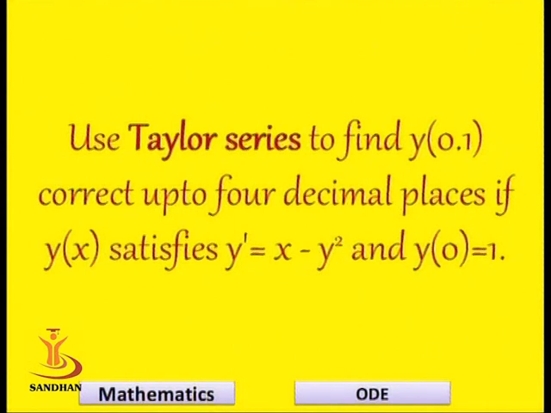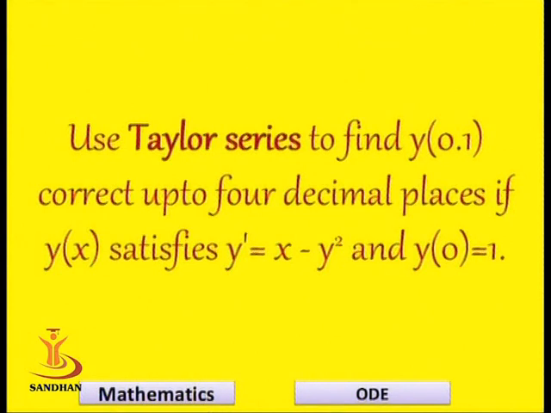The example is thus: use Taylor series to find y of 0.1 correct up to 4 decimal places if y of x satisfies y dash is equal to x minus y square and y of 0 is equal to 1. Let me make the example clear to you. Y of x is given to us, dy by dx, that is y dash x is the first order derivative. Dy by dx is given to us as x minus y square.